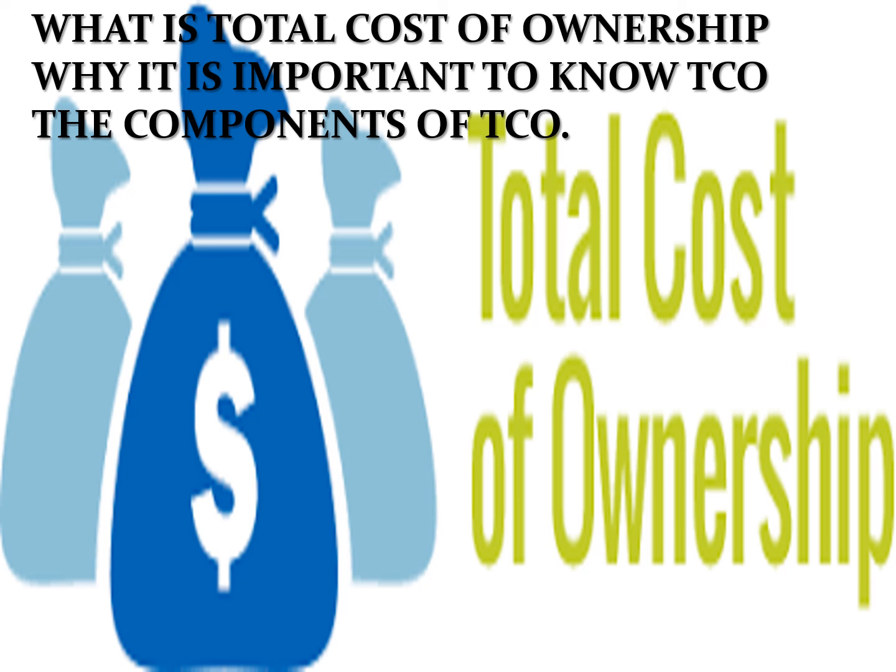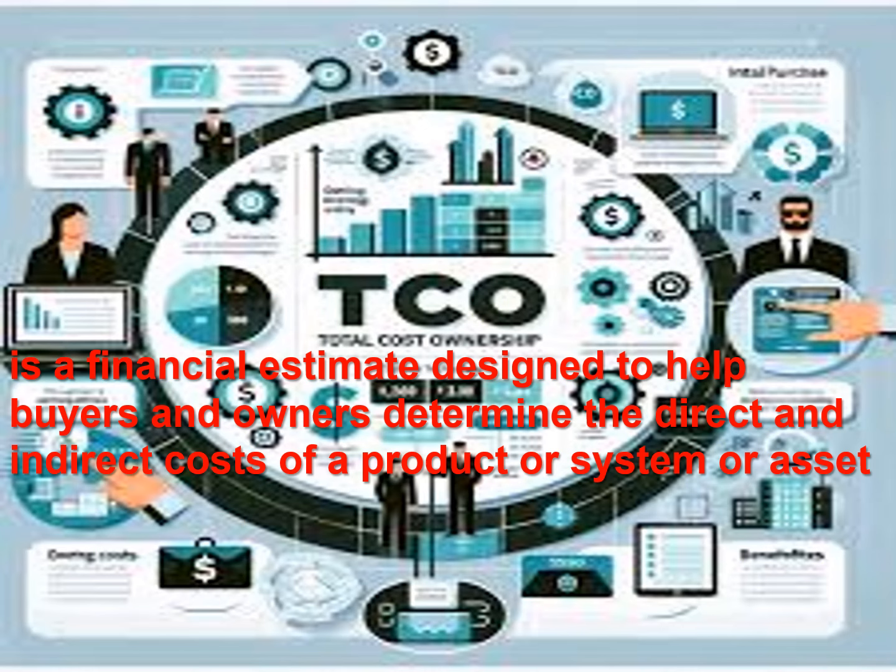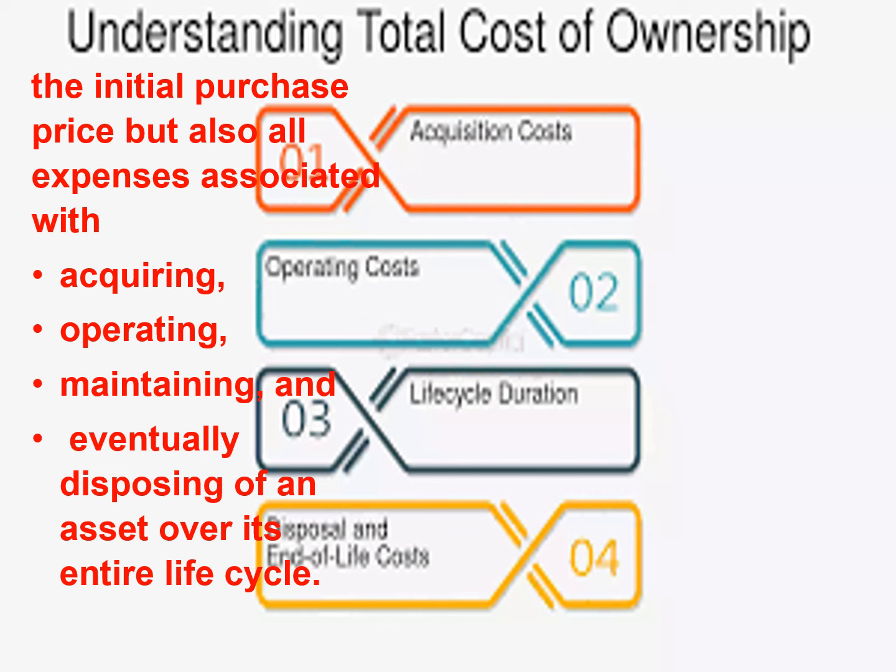Now let's define total cost of ownership first. Total cost of ownership is a financial estimate designed to help buyers and owners to determine the direct and indirect cost of a product or a system or an asset. It includes not only the initial purchase price but also all the expenses associated with acquiring, operating, maintaining, and eventually disposing of an asset over its entire life cycle.